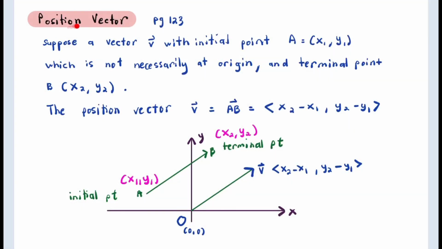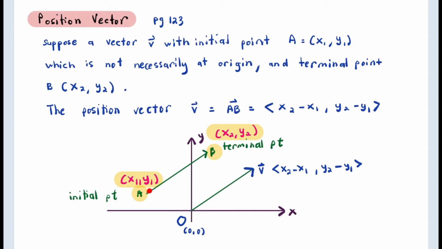Now let's proceed with position vector. Suppose we have vector v with initial point A, (x1, y1) is the coordinate, which is not necessarily at the origin, and terminal point at B, (x2, y2). So you can see here that you have initial point A here, (x1, y1), and you have terminal point here, (x2, y2). So how to get a position vector?